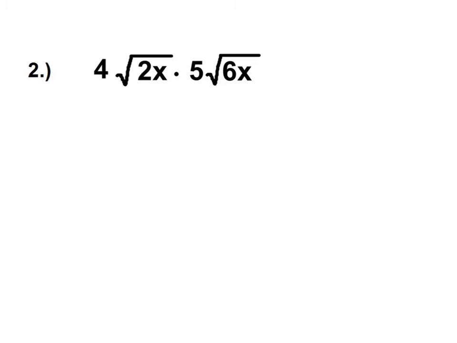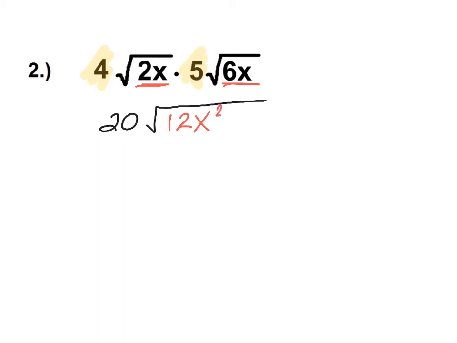So here's our second example. I'm going to go ahead and highlight. We have a 4 and we have a 5 that's out in front of the parentheses. So I can just go ahead and multiply 4 times 5 and get 20. Now underneath the square root, I have a 2x and a 6x. So I'm going to go ahead and multiply those together, and that gives me a 12x squared.